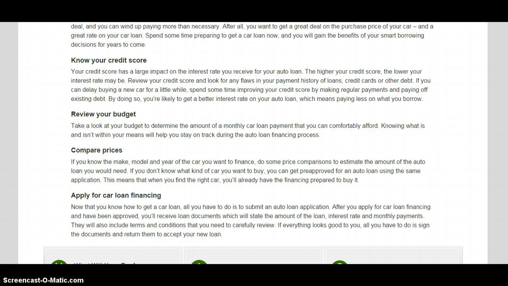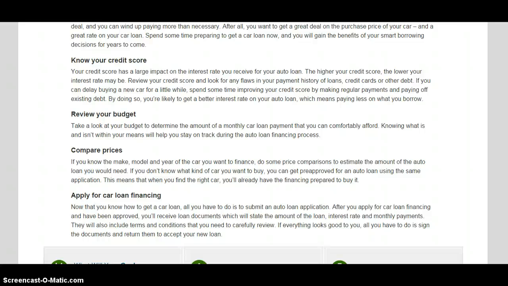Know your credit score. Your credit score has a large impact on the interest rate you receive for your auto loan. The higher your credit score, the lower your interest rate might be. Review your credit score and look for any flaws in your payment history of loans, credit cards, or other debt. If you can delay buying a new car for a little while, spend some time improving your credit score by making regular payments and paying off existing debt. By doing so, you're likely to get a better interest rate on your auto loan, which means paying less on what you borrow.